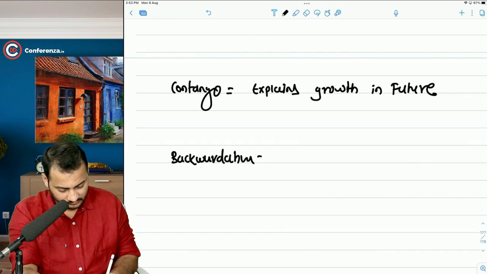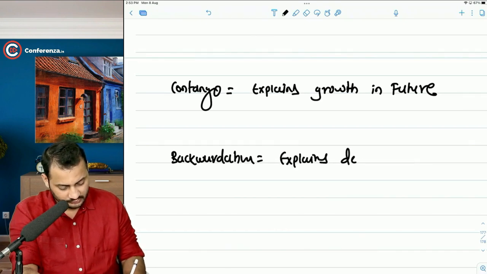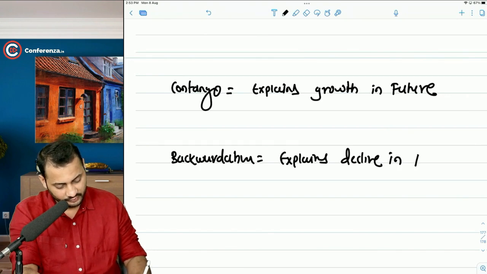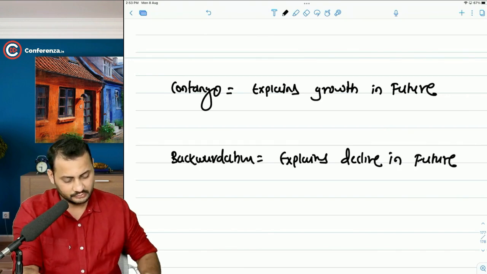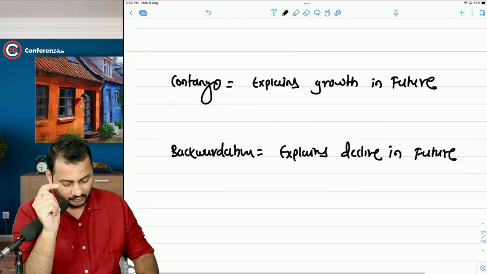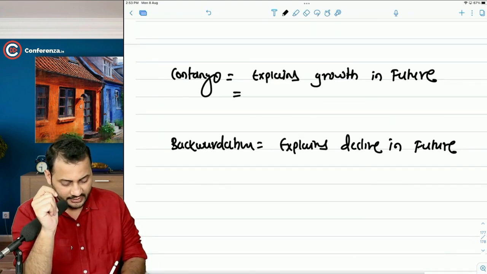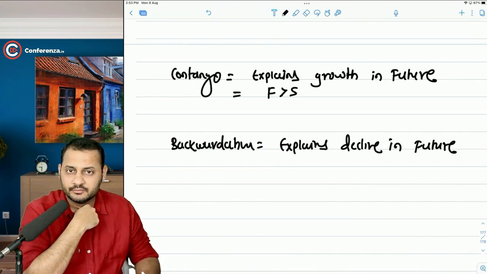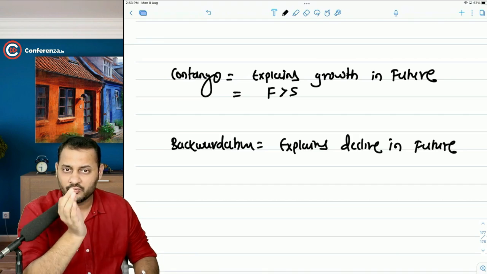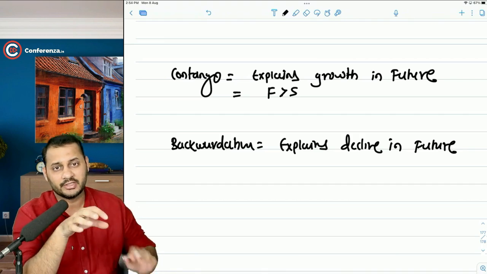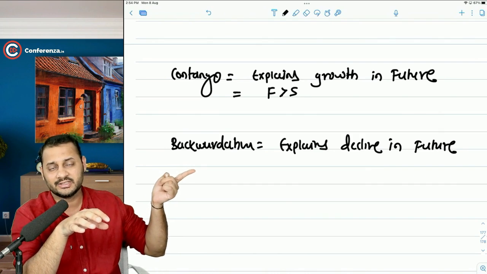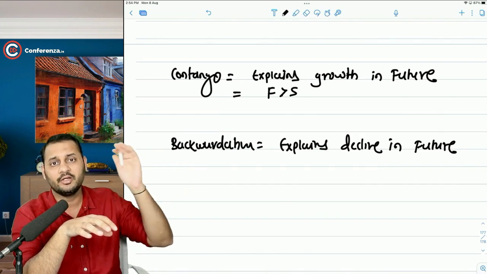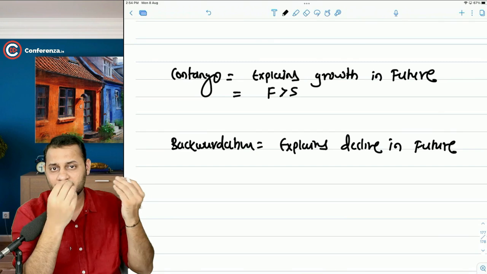Backwardation, the word itself explains decline in future. Okay. What does that mean? It means that the forward will be greater than spot price. In contango, forward will be greater than spot price. Tomorrow's price of the same asset will be more than today's price. That is called as contango.